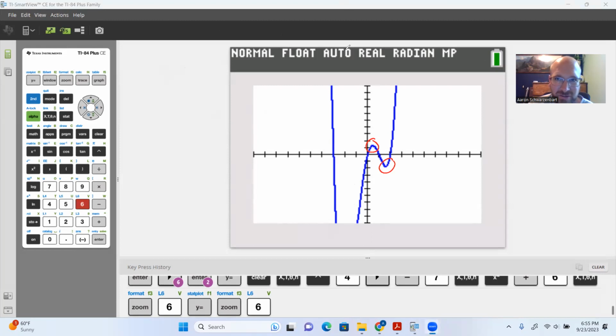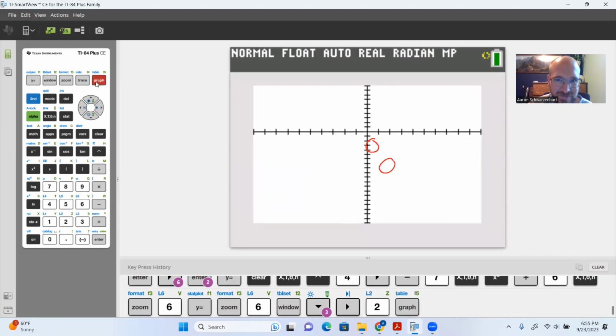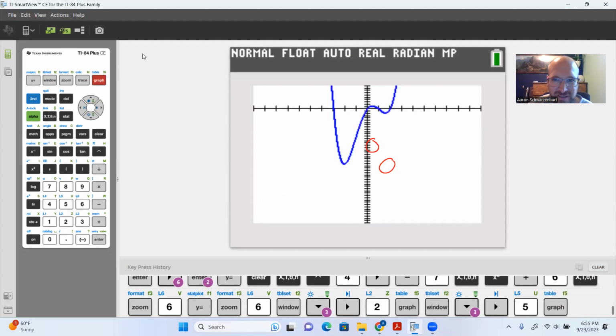And I do not want to do this with zoom. It just leads to too many problems. So I go window, and all I'm going to do is change my minimum y to -20. I think that'll catch it. Nope. Okay, -20 wasn't big enough. Let's go -50. There we go.